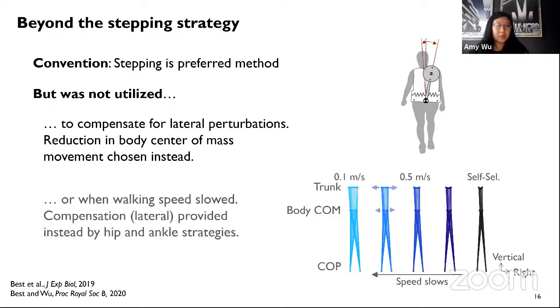And going back to talking about slow walking, when people walked slower and slower, their body moved more and more laterally. So we wanted to see what sort of compensation came from that. And here again, we found that people didn't adjust their step width in order to counter that. But we think maybe there's some compensation provided by the hip and ankle strategies to compensate for the increased body sway when you slow down.